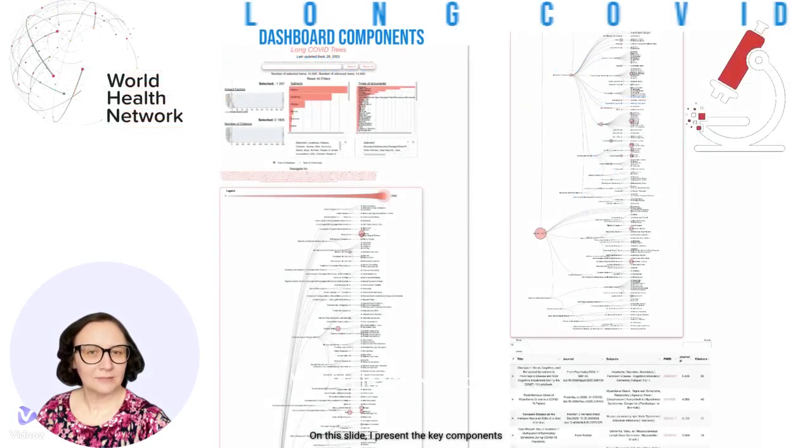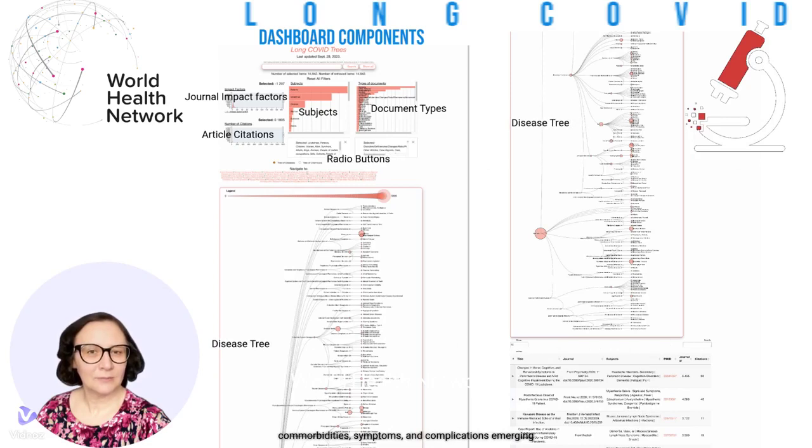On this slide, I present the key components of the dashboard that are accessible on the page featuring the trees. What are the key components? Positioned at the top of the screen are interactive filters facilitating refined searches based on journal impact factors, article citations, subjects in papers, for example, patients, children, etc. Document types. In the center of the page, you can switch between a disease or chemicals tree by using the radio buttons. The disease tree encompasses comorbidities, symptoms, and complications emerging post-COVID-19.